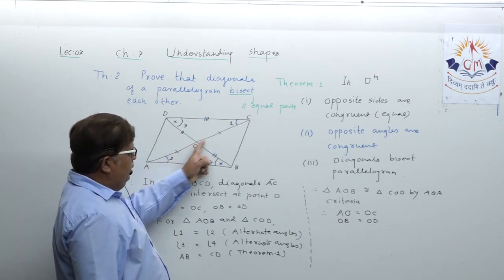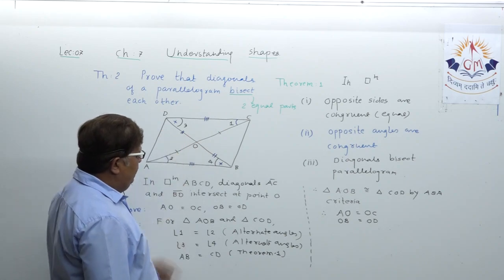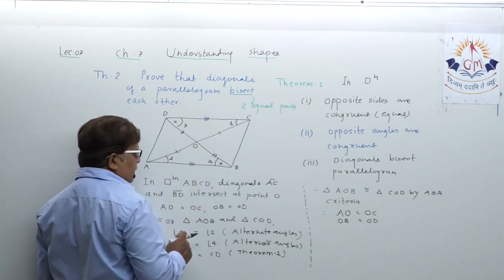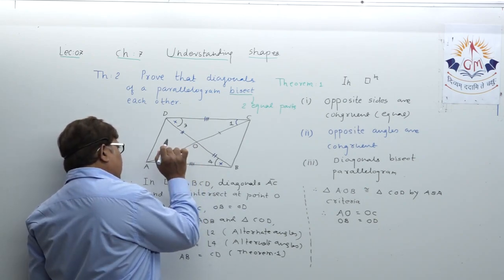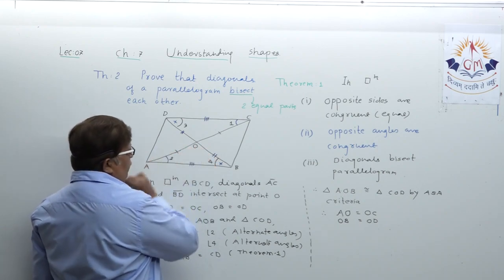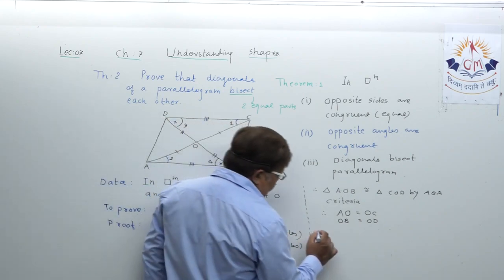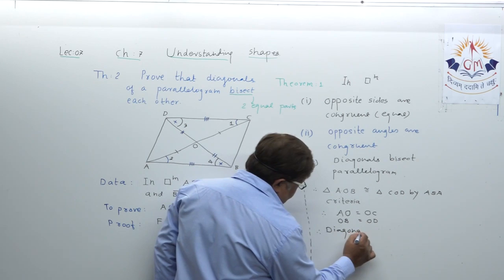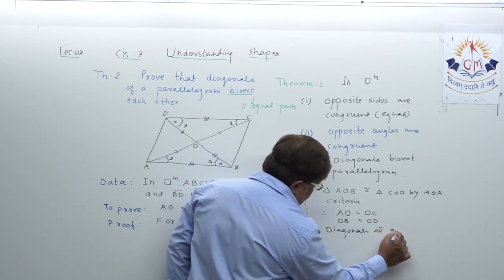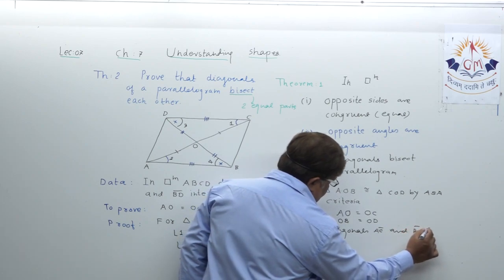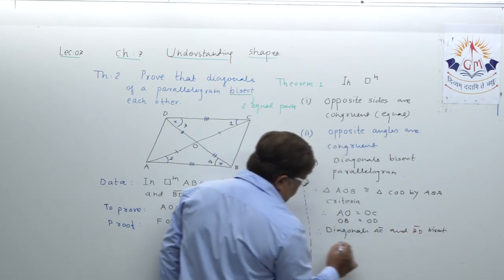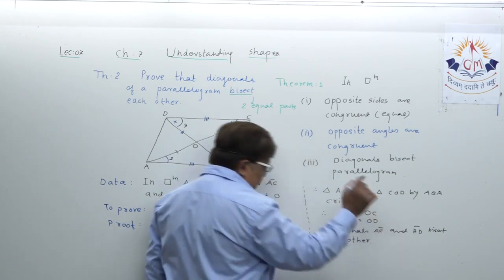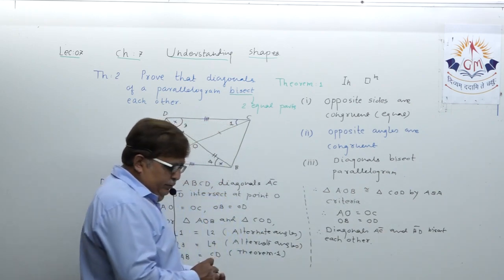Because AO equal to OC, OB equal to OD, that means, dear student, both the diagonals got bisected at point O. So you can write therefore diagonals AC and BD bisect each other. Okay, so this is the complete proof of the theorem.